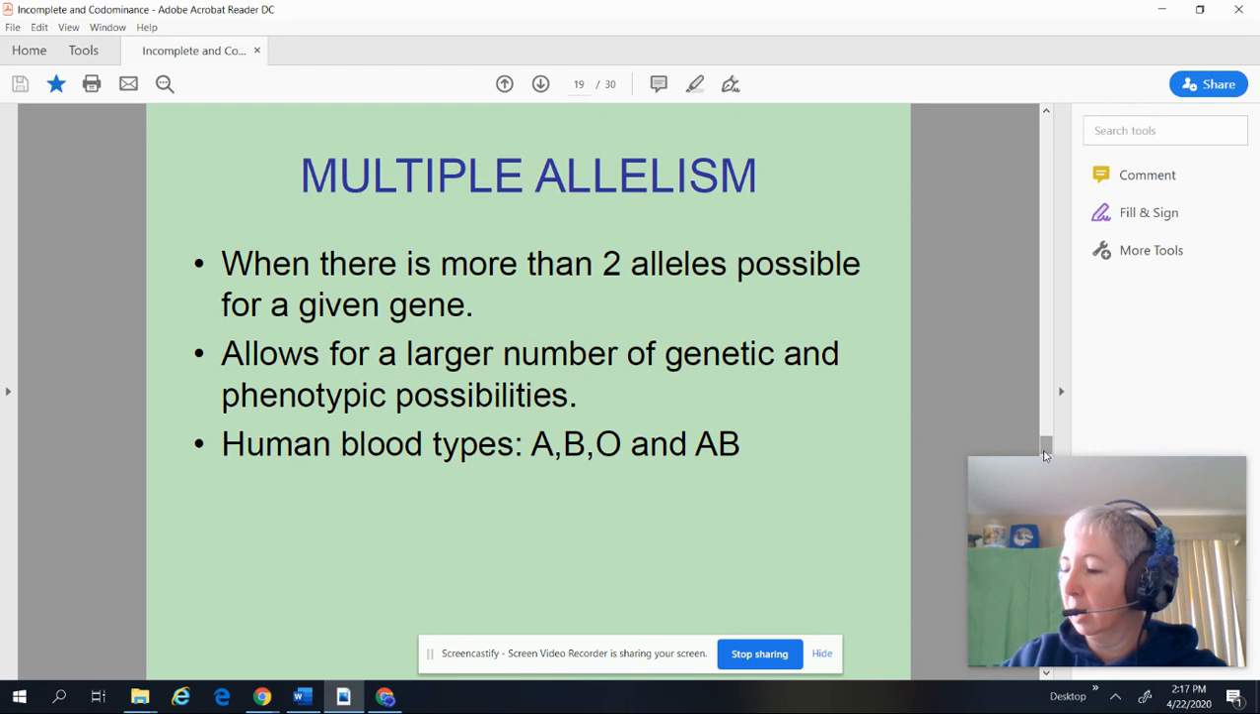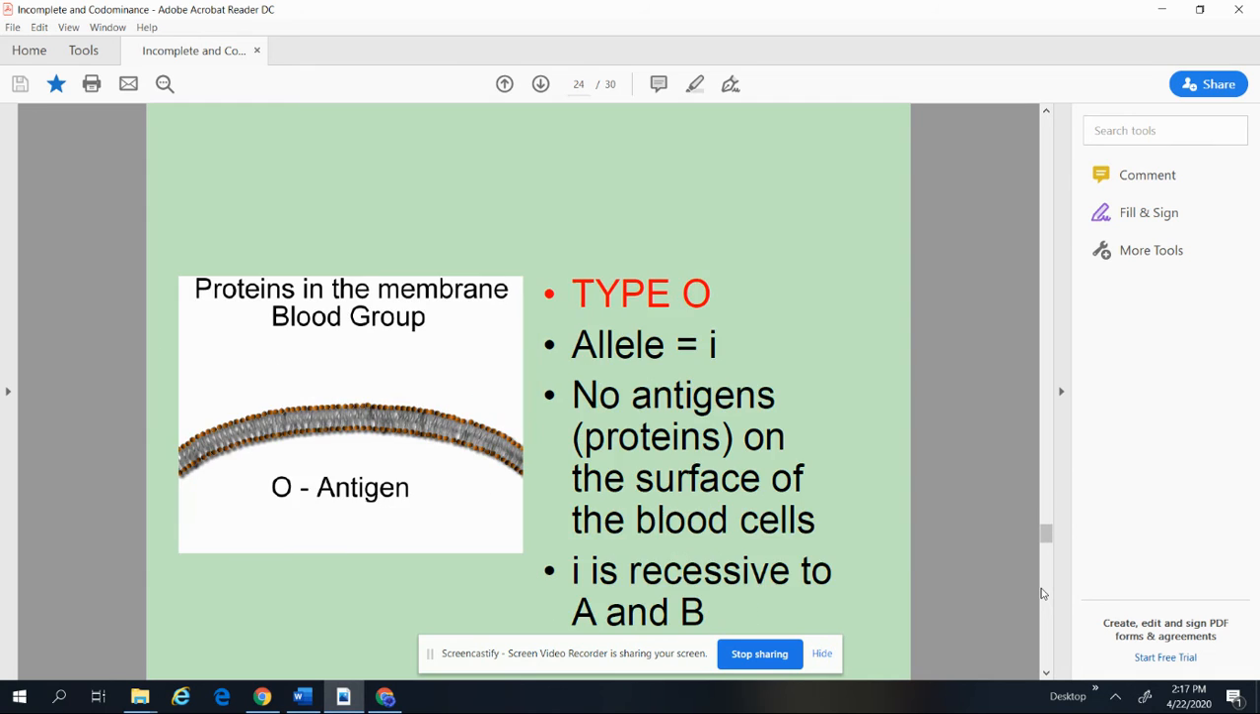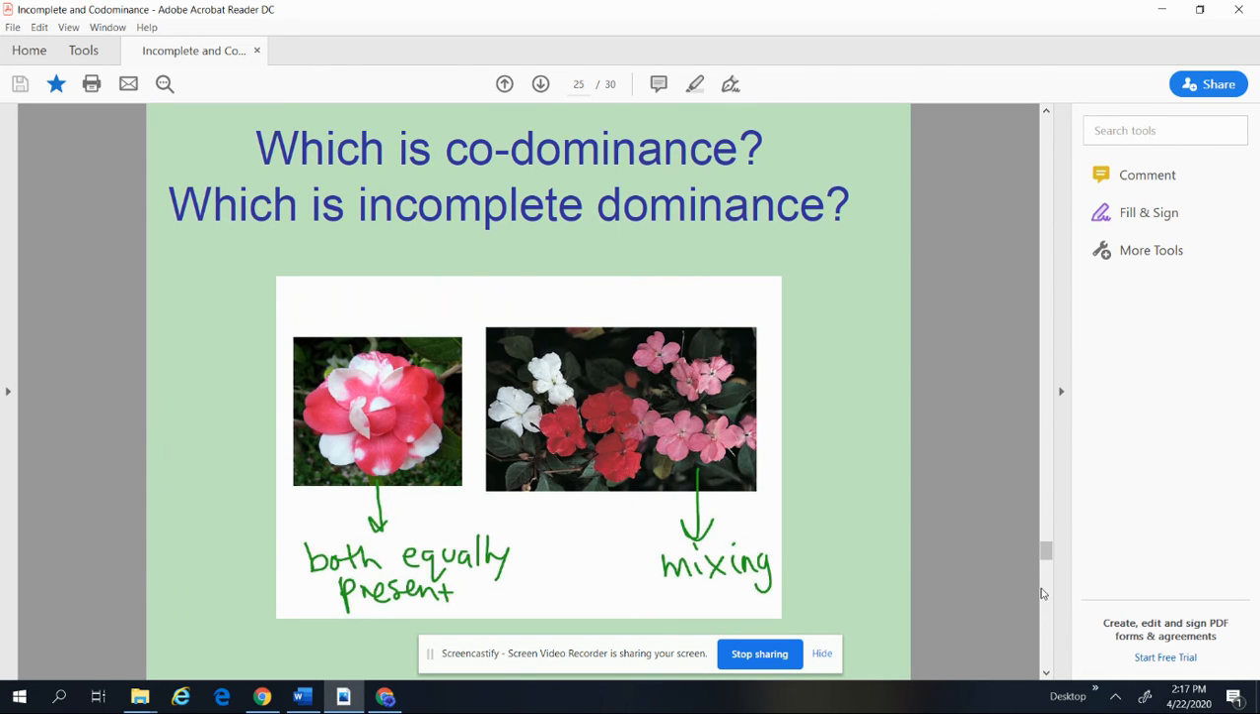All right, we're going to skip to page 25. Which one is codominant? Codominant meaning they appear next to each other. This one's codominant, both are equally present. This one is incomplete dominance where the red and the white combine to make pink. That is incomplete dominance with mixing.